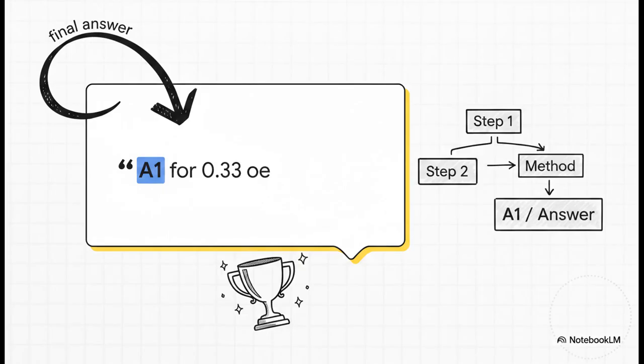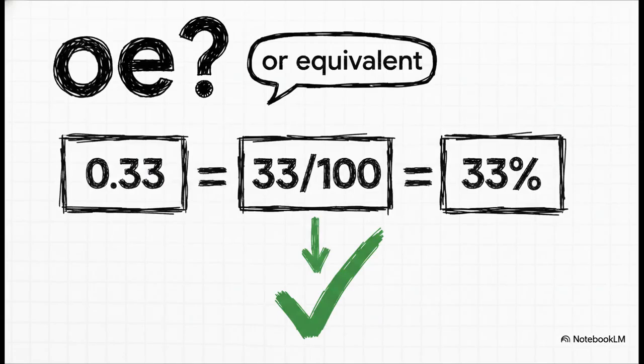And there it is, our 4th and final mark. The mark scheme calls this an A1, or an accuracy mark. You get this one for having the correct final answer, but you can only get it if you've also shown the correct method. You might have noticed those little letters OE in the mark scheme there. This is a great piece of inside info. It stands for or equivalent, and it basically means the examiner has to accept the answer in different but correct forms. So, whether you wrote down the decimal, 0.33, the fraction 33 over 100, or even 33%, you'd get the mark. Pretty useful to know, right?